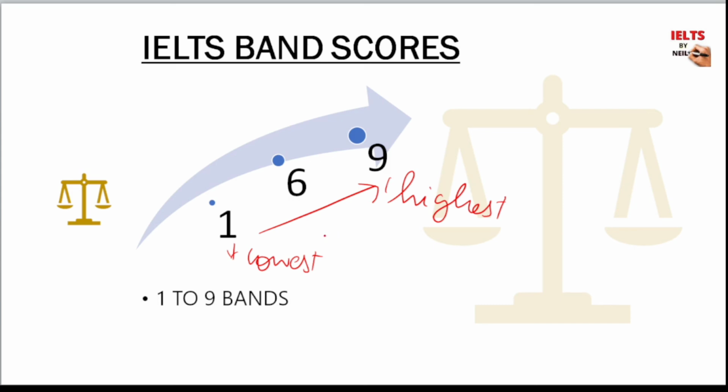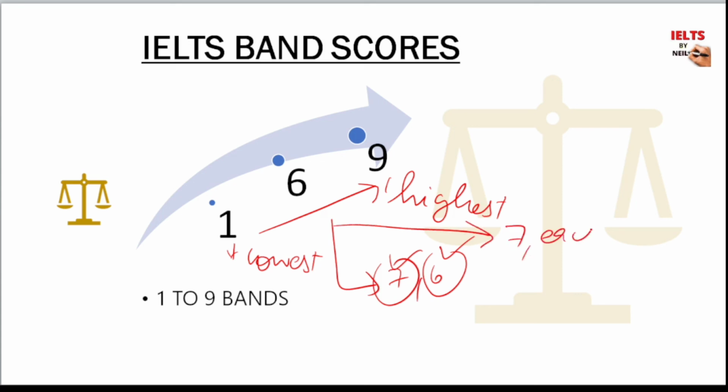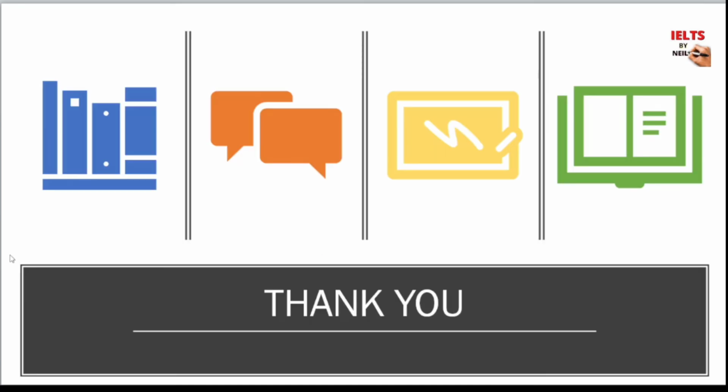So you will have to prepare according to your needs. Some universities ask for 7 bands or some 6 bands. It really depends on what course you're going for. And if you're going for work purposes, some employers may ask for 7 bands each, or some may ask for 8 each. So you will have to prepare according to your desired band score. I hope I have covered all your basic queries for the IELTS exam.